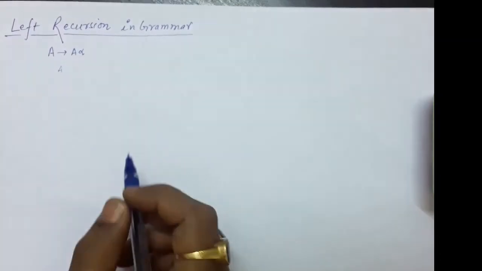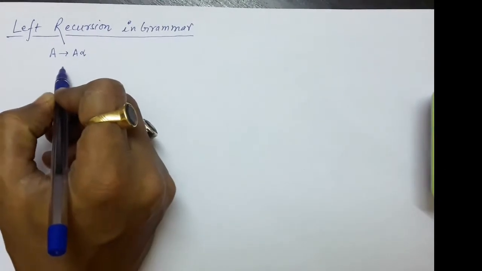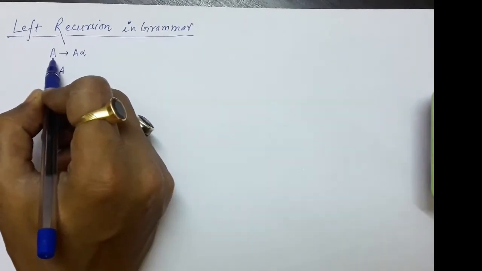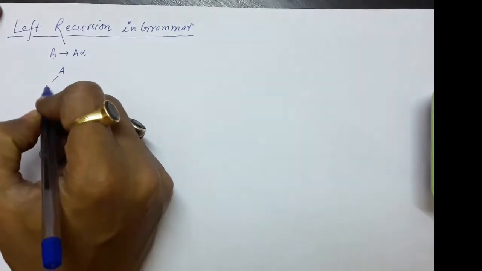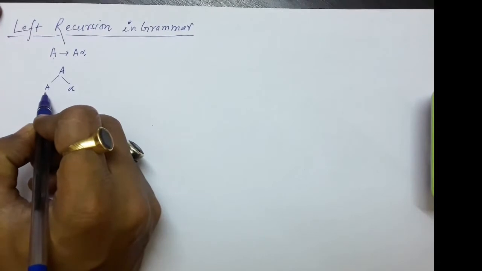Hello everyone. In this lecture, we will learn about the left recursion in the grammar. The left recursion in the grammar means if the non-terminal symbol of any grammar grows recursively towards the left, we will say that is the left recursion. For example, in the production, A produces A alpha.